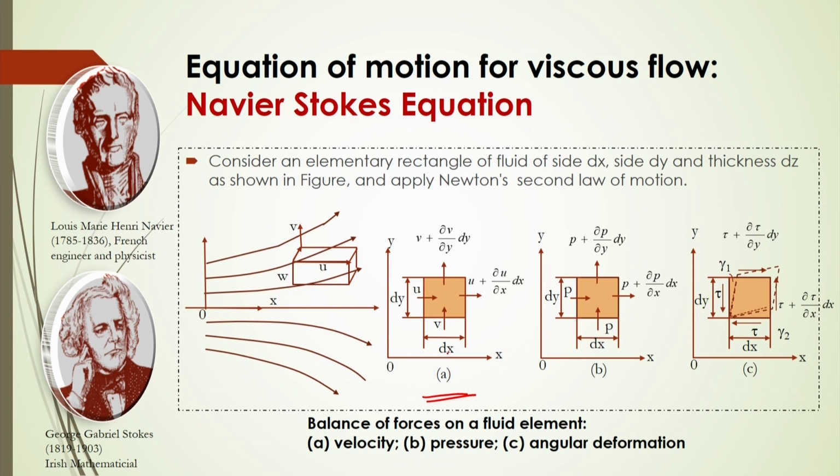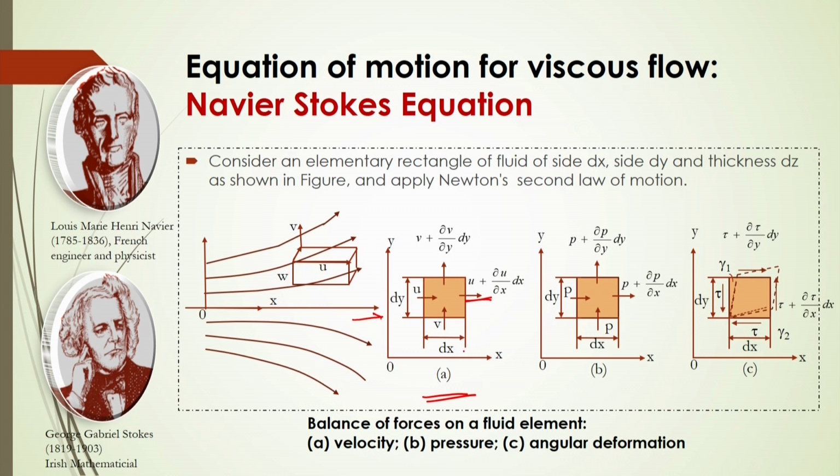So, in this case, if we consider the velocity of the fluid element as u in the x direction, then within a strip of this element, that means of side length dx, from this side at a distance dx, what should be the velocity change? That will be u plus ∂u/∂x into dx. So, this is your change of velocity in the x direction.